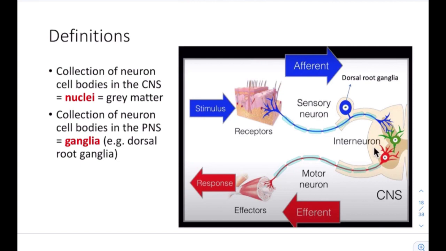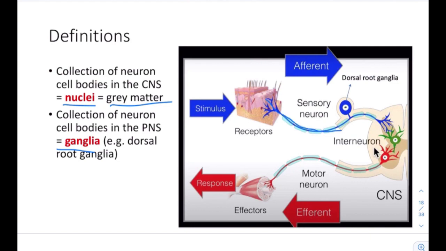Okay, so let's talk more about some other definitions. Whenever you have a collection of neuron cell bodies in the CNS, they are called nuclei, which is also gray matter. Because remember, earlier we mentioned that a collection of neuron cell bodies is gray matter. So in the CNS, we call it nuclei. And then whenever we have a collection of neuron cell bodies in the peripheral nervous system, we call them ganglia.